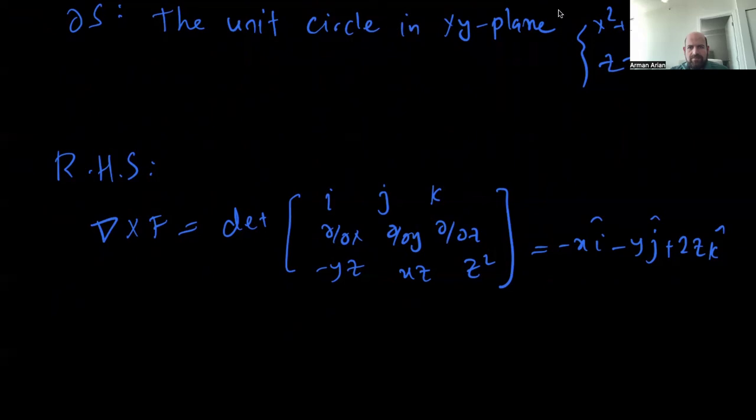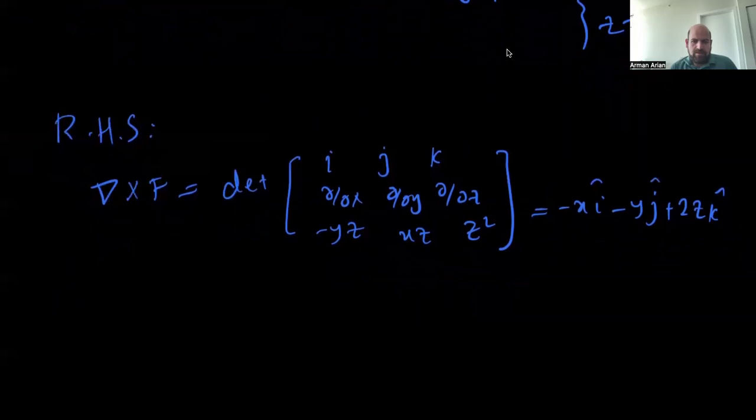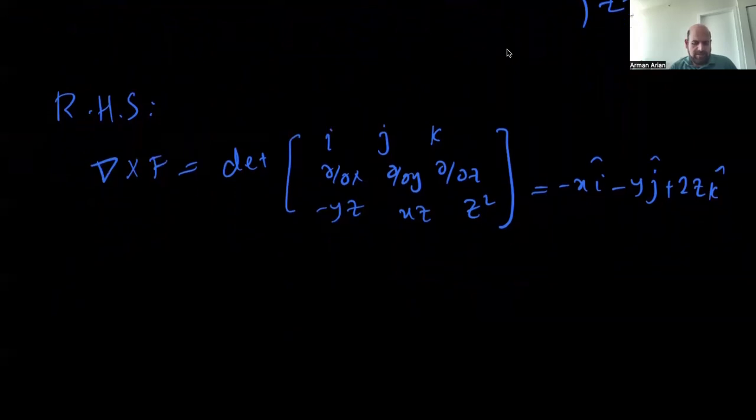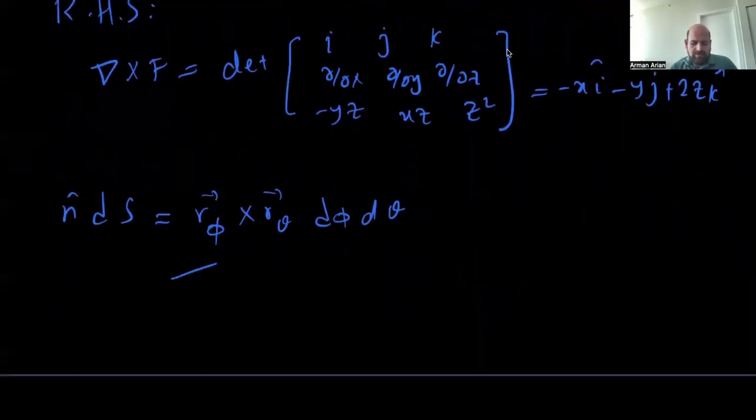And now to calculate n dS, because we need curl f dot n dS. So n dS in this case will be r phi cross r theta d phi d theta. So we want to use the spherical coordinates. In spherical coordinates.